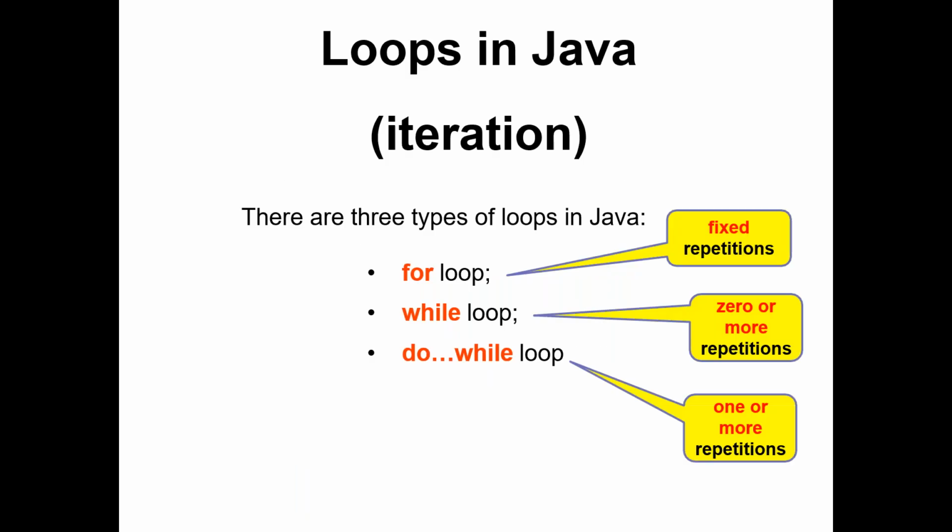Now we're going to look more at iterations. Iterations are simply repetitions of statements, and they are mainly coded as loops in the Java programming language. There are three types of loops in Java. We have the for loop, which is a fixed repetition. Then we have the while loop, which is zero or more repetitions. And then we have the do-while loop, which is one or more repetitions.